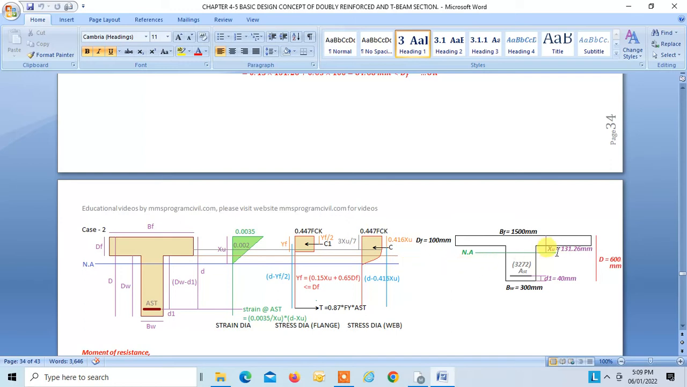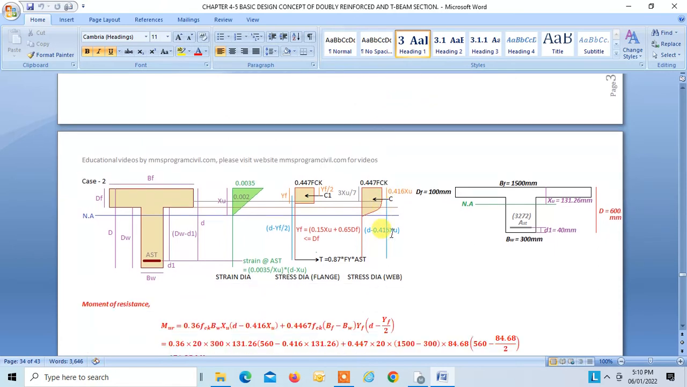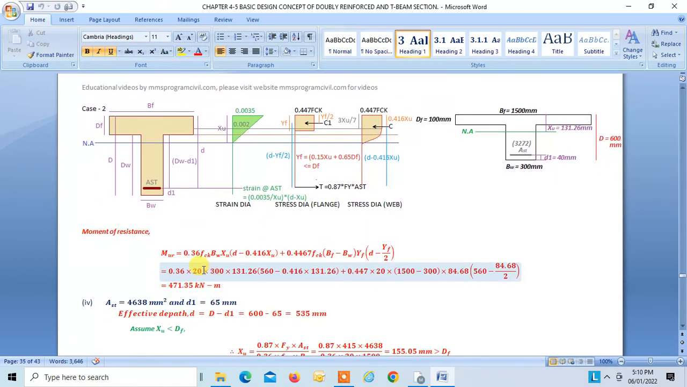Okay, so once you find XU, you got your YF. Put the value of XU over here, you get YF is equal to 84.68, which is less than DF, so it's okay, right? Over here YF should be less than DF. So YF is found to be 84, which is less than 100, so that is okay, right? Now you can find the moment of resistance.